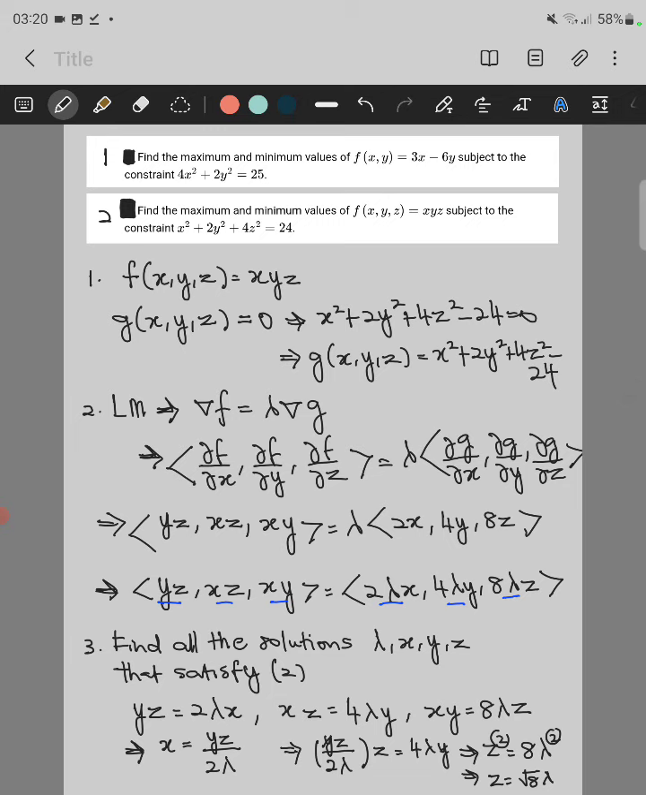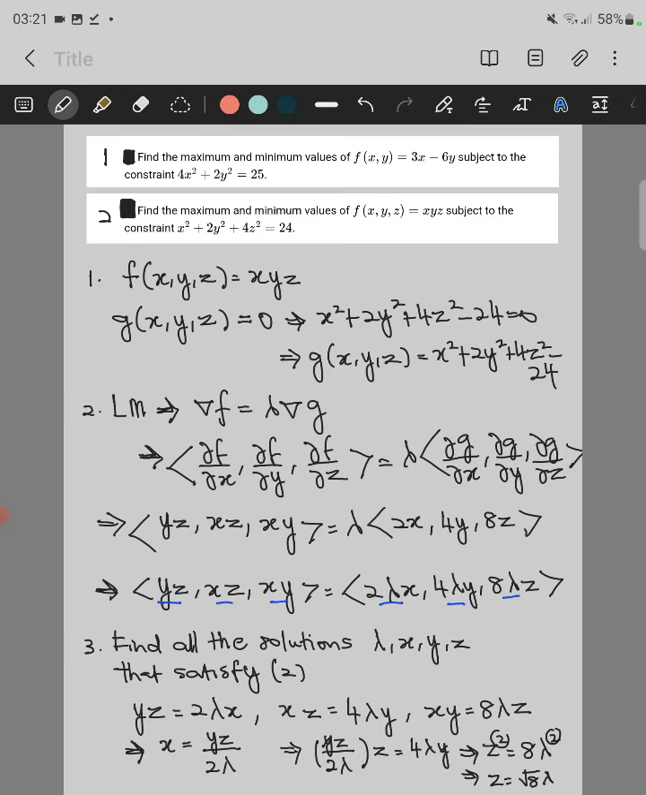Okay, so now we have z here is equal to square root of 8 lambda. Okay, so this will be the first one. Our z here equals square root of 8 lambda.